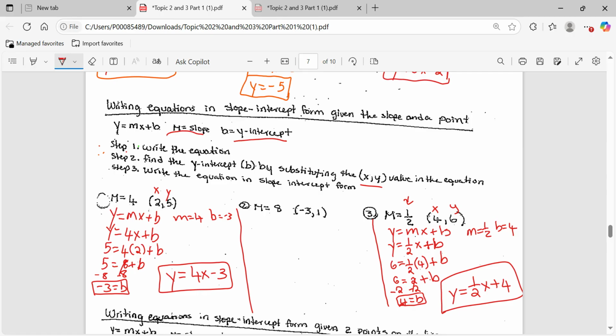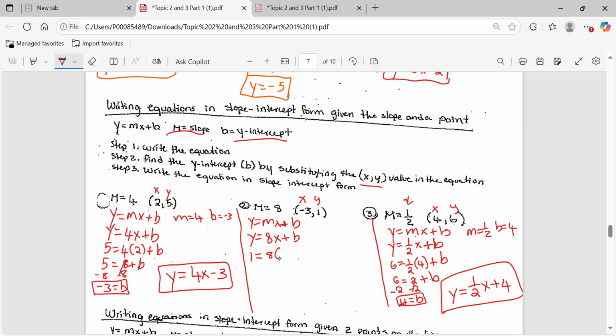I want you to pause and try number 2. Okay, now that you're back, let's go ahead. You should have written the equation y equals mx plus b. And I am going to go through this one just because I know it could be a little bit challenging. So 8x plus b. I know my coordinate is negative 3, 1. So y is 1. I'm just substituting.